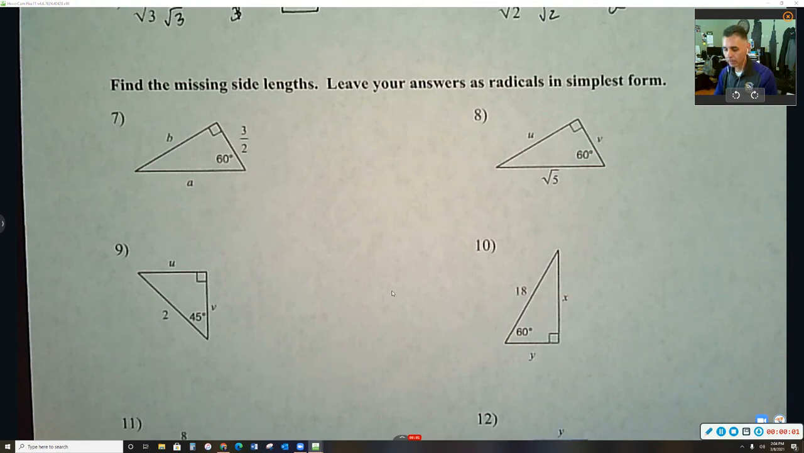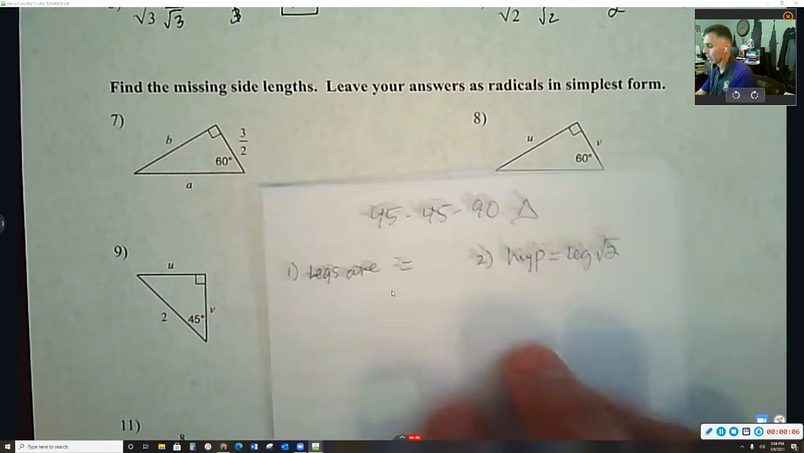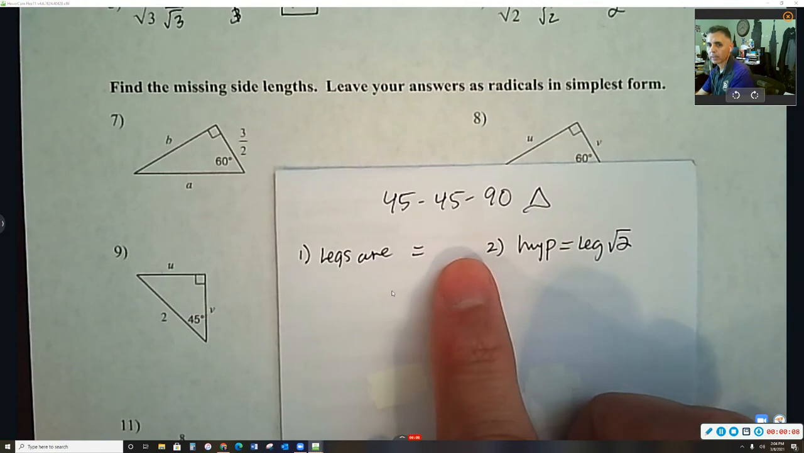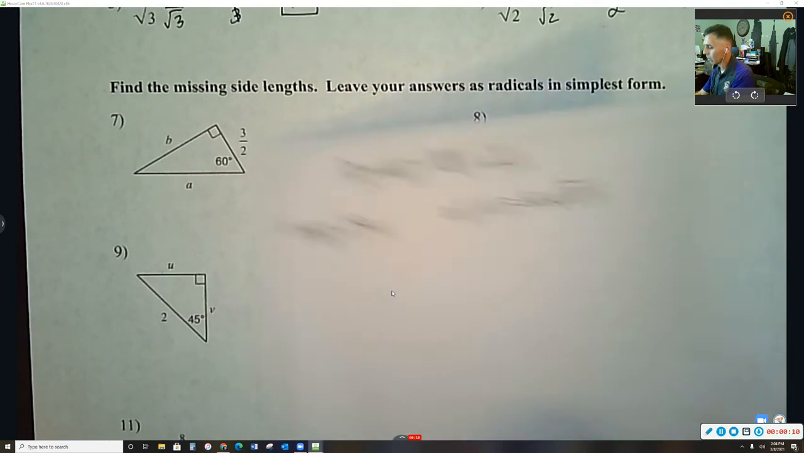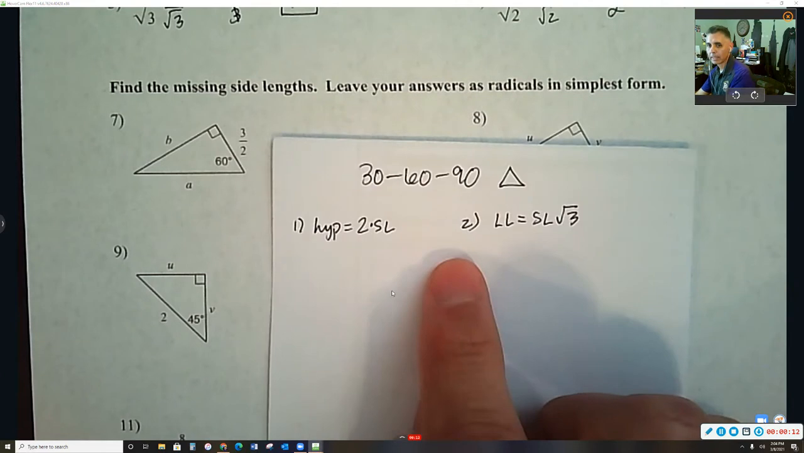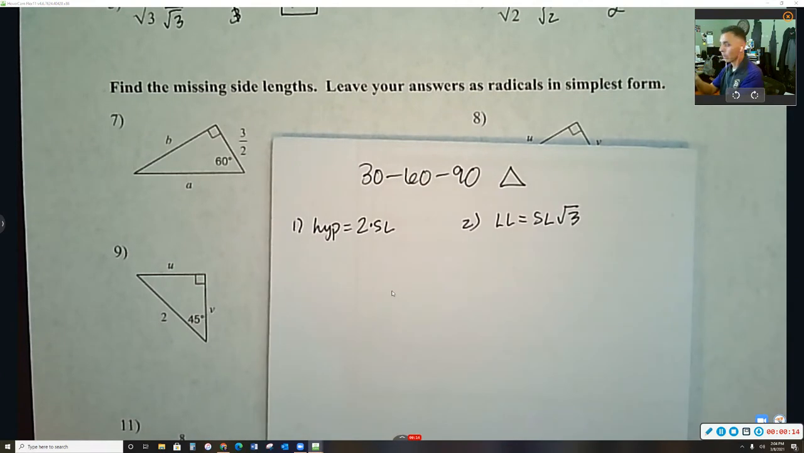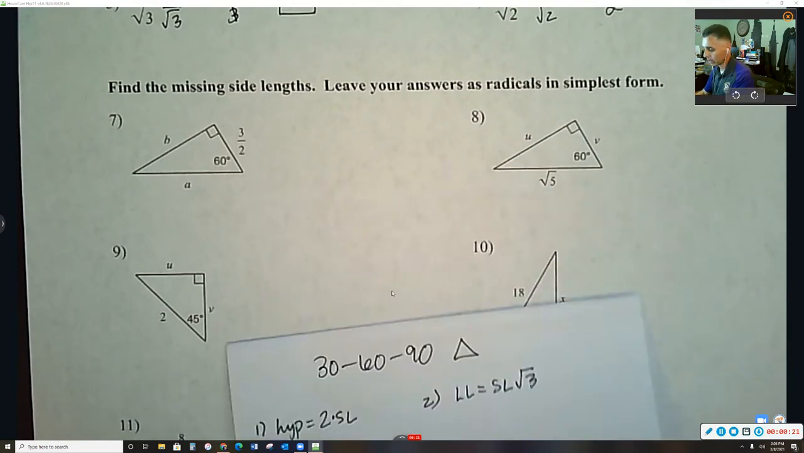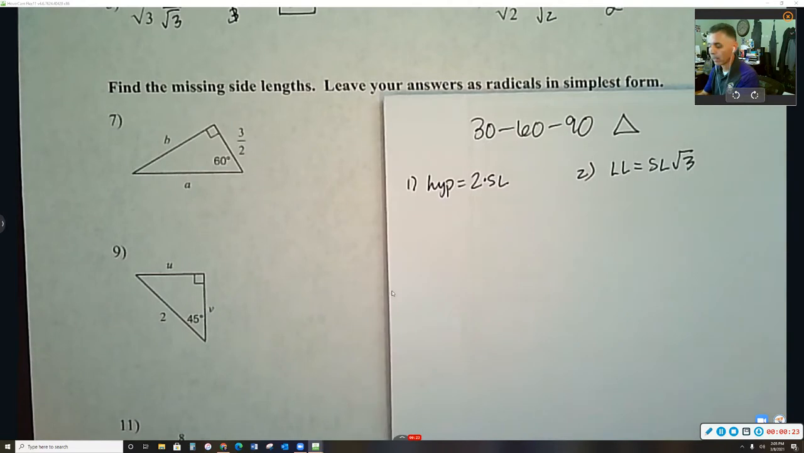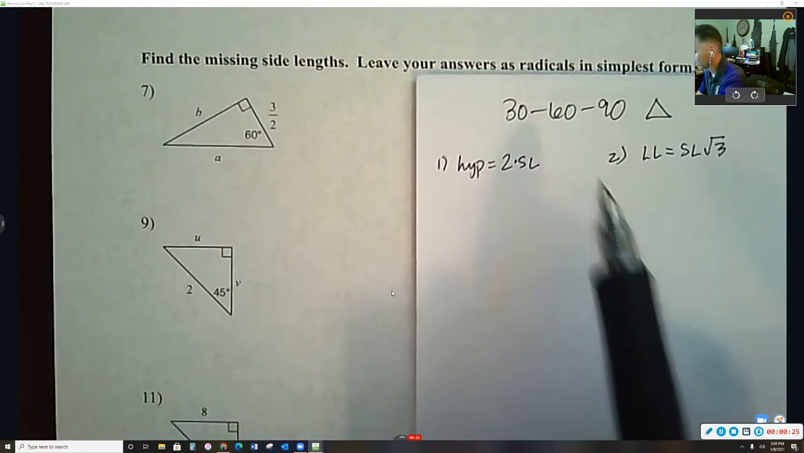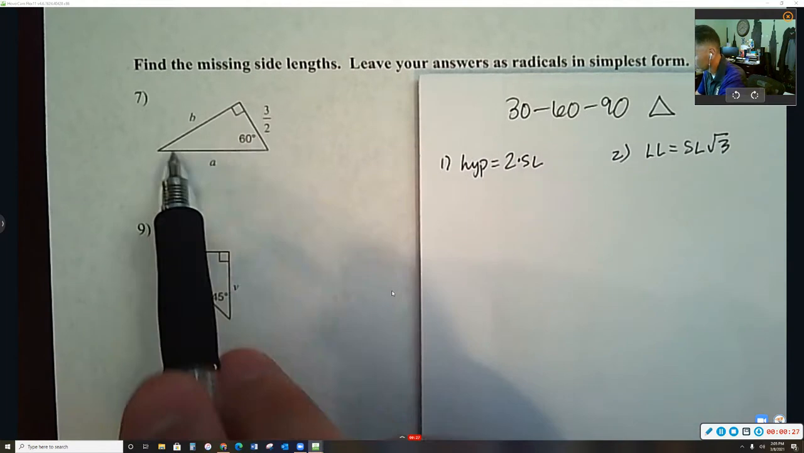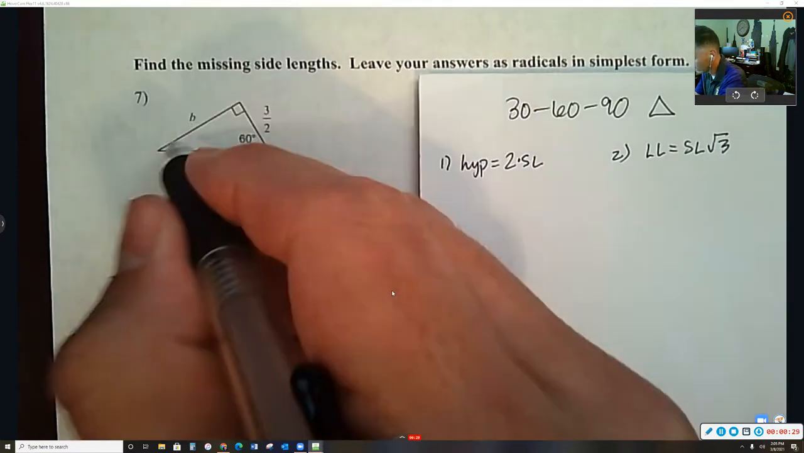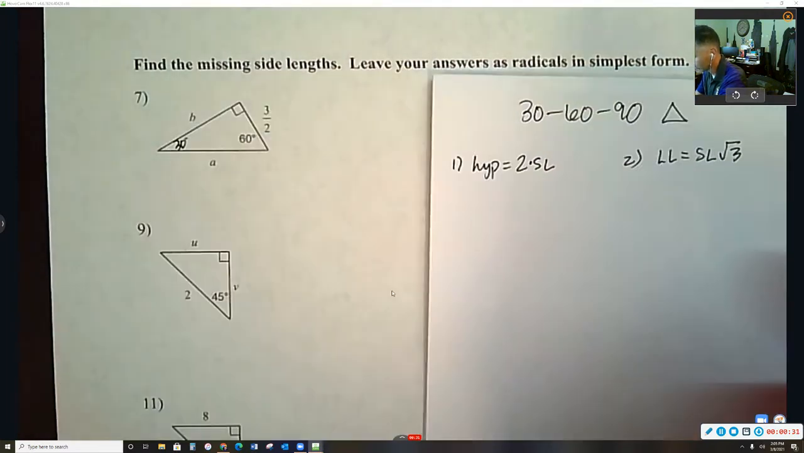So when we solve these next ones, the first thing we have to determine is, is it a 45-45-90 triangle, or is it a 30-60-90 triangle? And then once we figure out what kind of triangle it is, we can use these special properties. Like the first one, let me leave that up there, because the first one is a 30-60-90 triangle. If you look at it, there's 60. That right away tells us it's a 30-60-90 triangle.